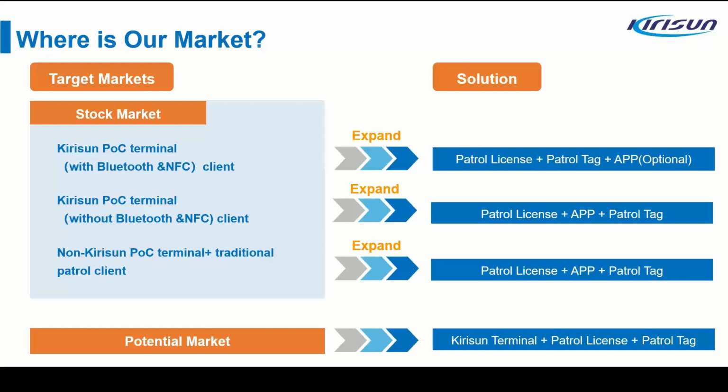If they have Kirisun terminals, but without Bluetooth and NFC, you should provide our app to them and enable the patrol license. The app is only for patrolling. If they don't have Kirisun PoC terminals, but they have patrol business, you can provide patrol with PoC service to expand this market.